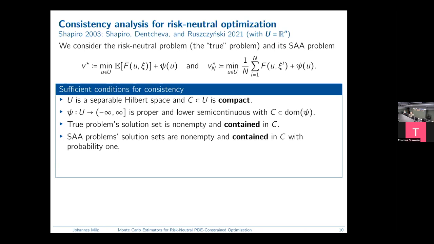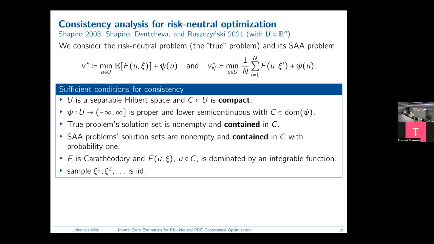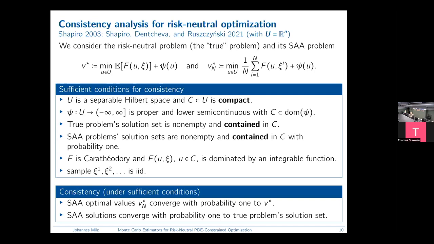Then we have two mild assumptions on our objective function, or the integrand. This F should be a Carathéodory map, and it should be integrable in a suitable sense. This is a very mild assumption. And then we take an IID sample. Using these assumptions, we already get consistency. Meaning the SAA optimal value, V sub n star, converges with probability one to V star, and the SAA solutions converge with probability one to the solution set of the true problem. I will define what this means in just a few slides.